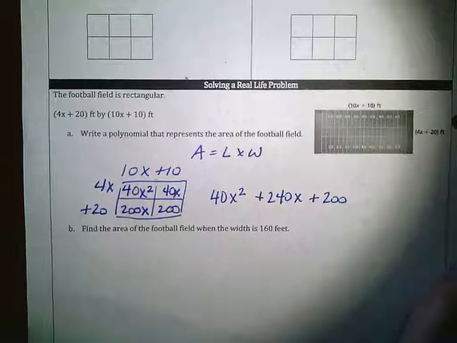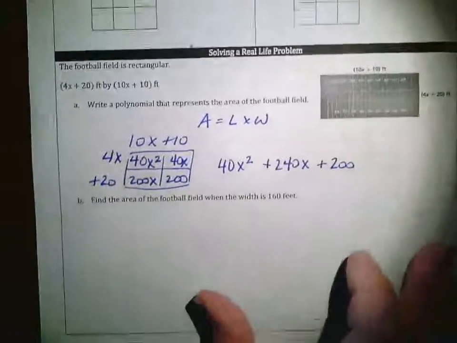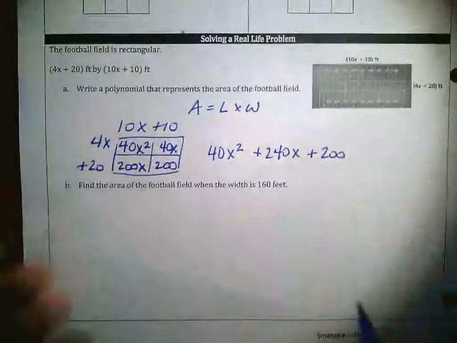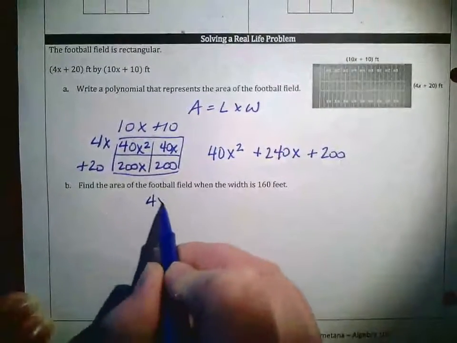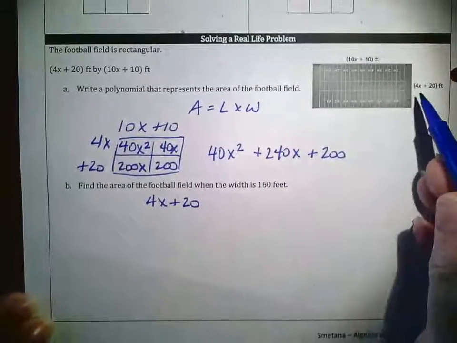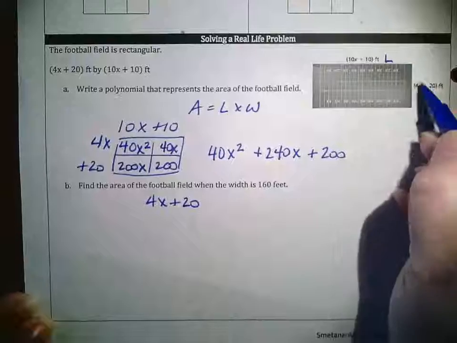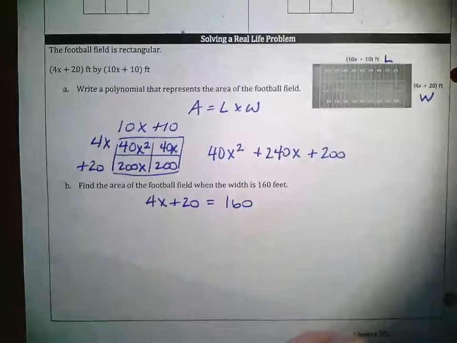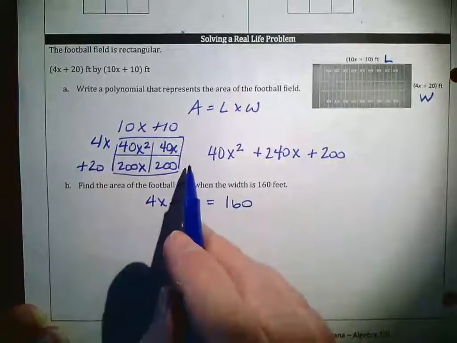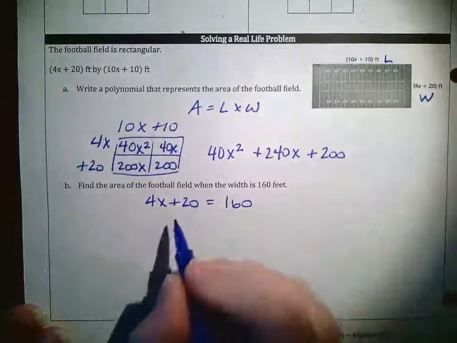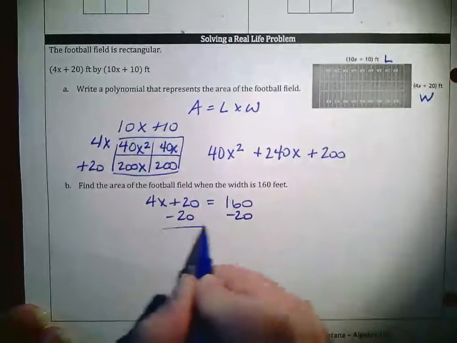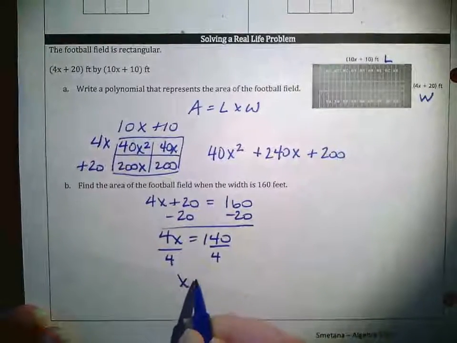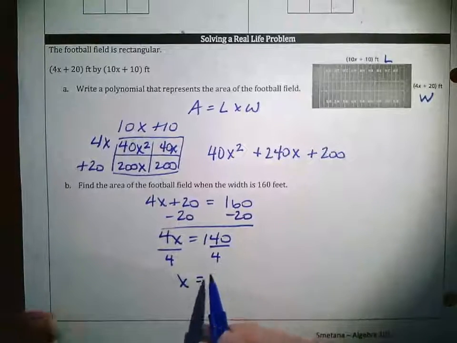So if I wanted to actually use that information, if I knew the area of the football field, find the area if the width is 160. Well, the width is 4x plus 20, right? We know that. So 4x plus 20, just look at the picture. This is your length, this is your width. So length, width. And if that equals 160, then what is the area? Well, I just need to solve for x real quick, plug it back into here, and I can find the area. So subtract your 20 and divide by the 4 so that you can get x equal to 35.